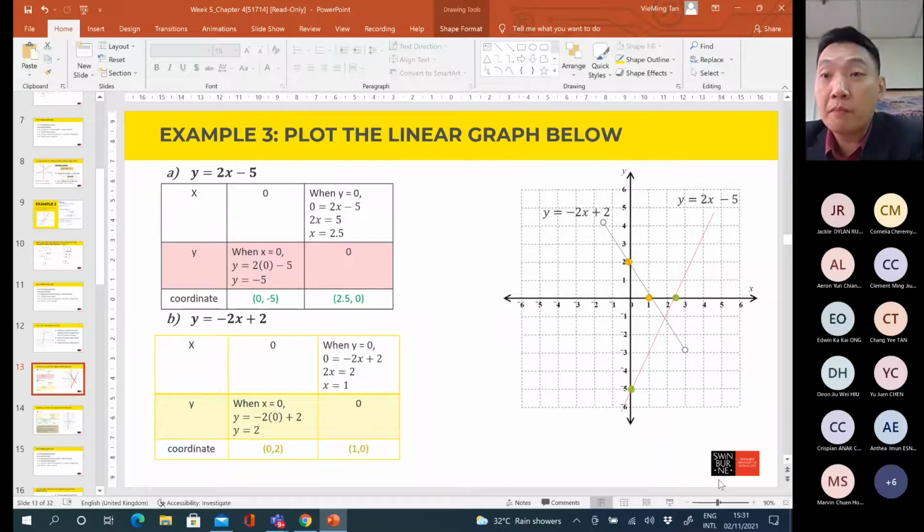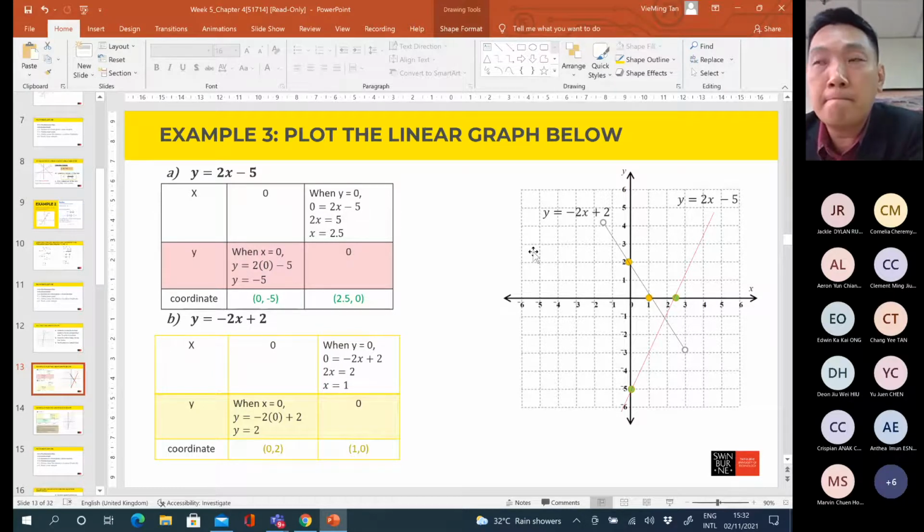Then we have to give a name for this equation, for this line. So the name of this equation is y equals negative 2x plus 2. So you put this name inside the graph paper. Okay, so done. 2 points here. So far so good.